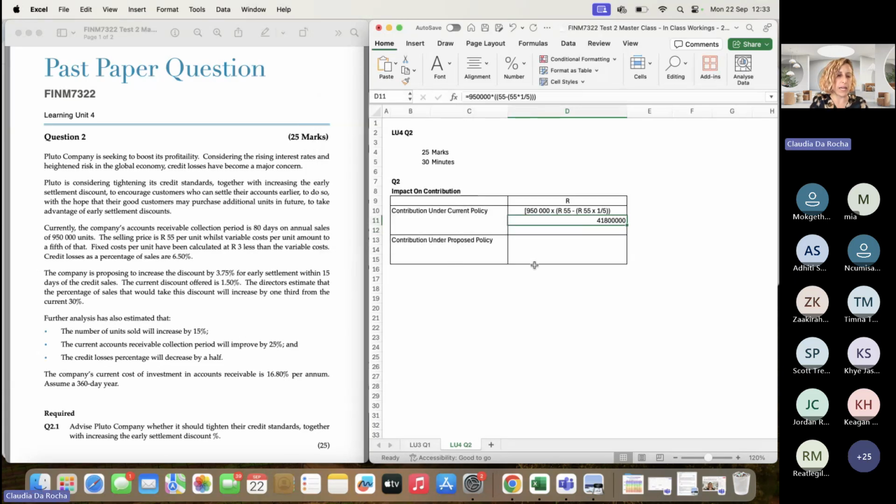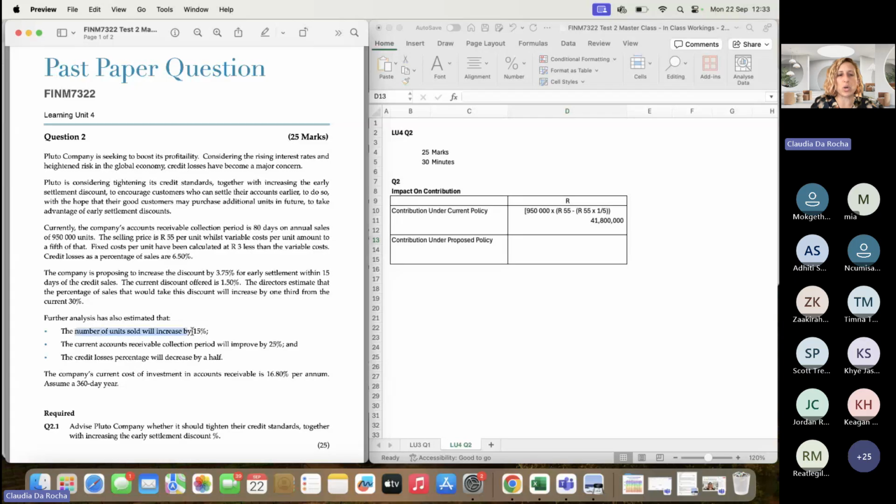Okay, so we get 41.8 million in essence. So you can see there what the value is. Right. Then contribution under the proposed policy. So what's happening now with the change in credit terms? First of all, we know that our number of units sold will increase by 15%. Okay, that's what we know. The rest will stay the same.